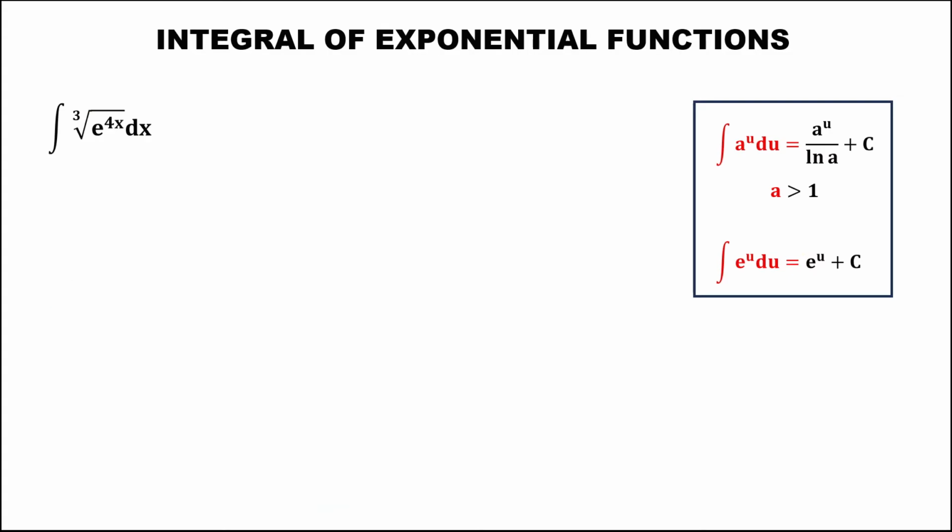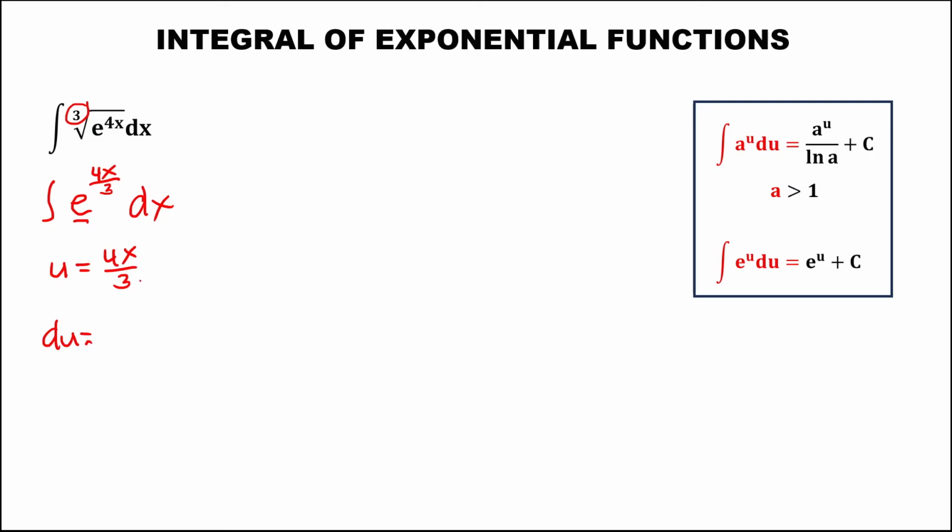Then for this given, first we need to rewrite this radical in exponential form. So this is equal to the integral of e to the power 4x, and this root becomes the denominator. Then we have the dx. Then since this one is e, we have u is equal to 4x over 3, then du, or the derivative of u.